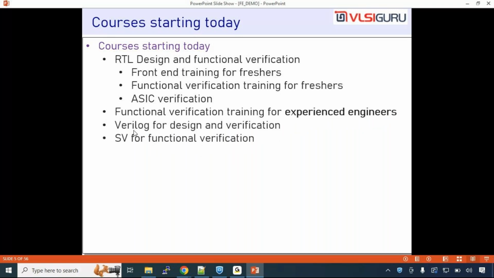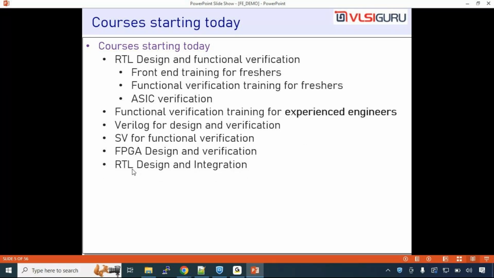Other than that, we are also starting a course on Verilog for design and verification, and SystemVerilog for functional verification. Then we are also starting a course on FPGA design and verification. The Verilog course is for someone who is pursuing their third or fourth year BTech and just wants to start into VLSI. For them, this will be a good course. We don't suggest the full course because it will be very long for them. Rather, they can spend 1 or 2 months and do the Verilog course. Same thing for the SystemVerilog course. Then we are also starting a course on FPGA design and verification.